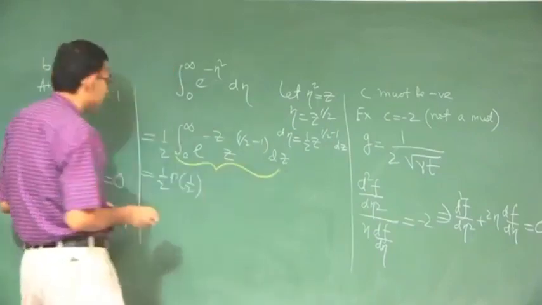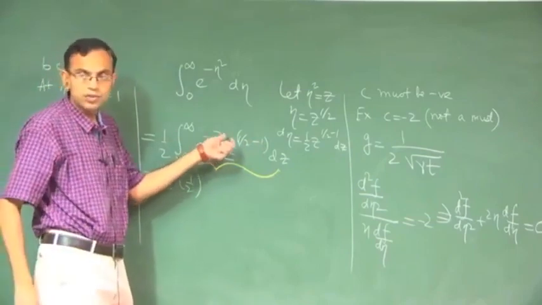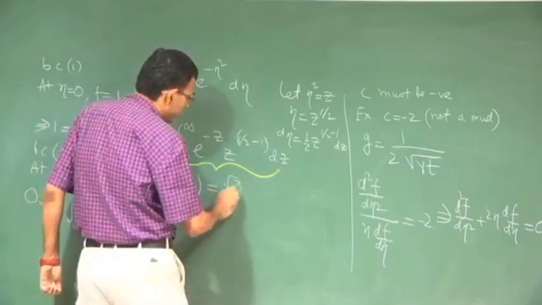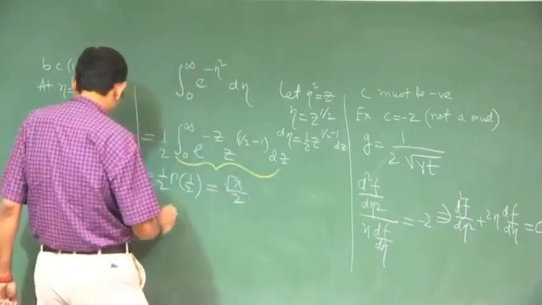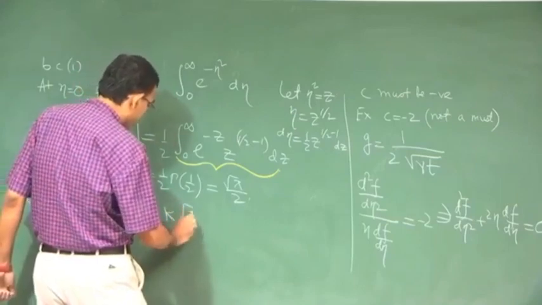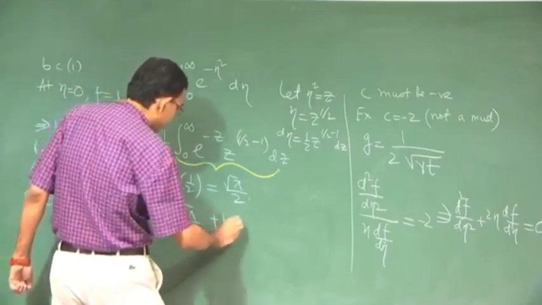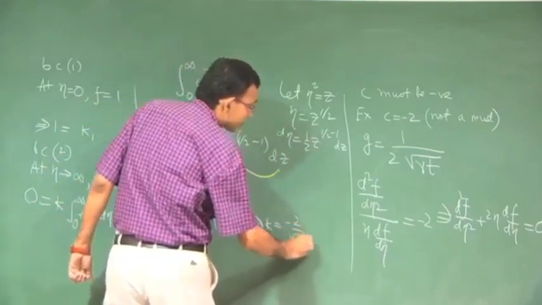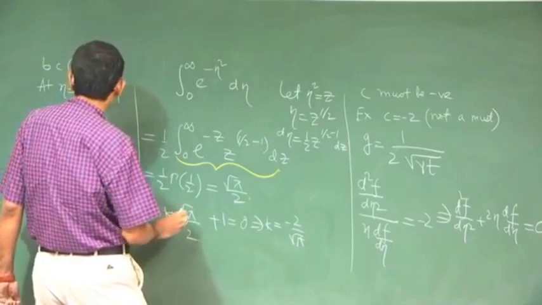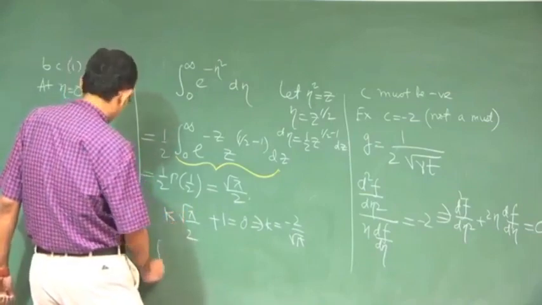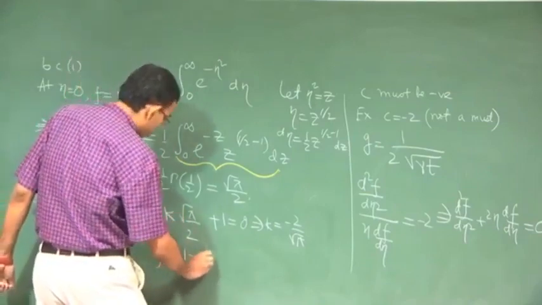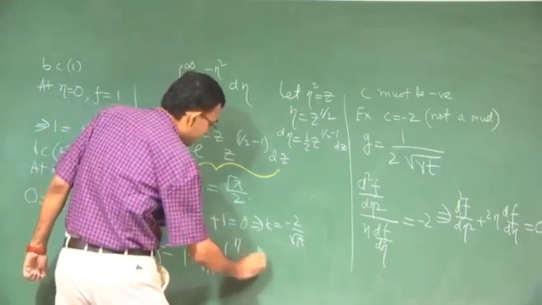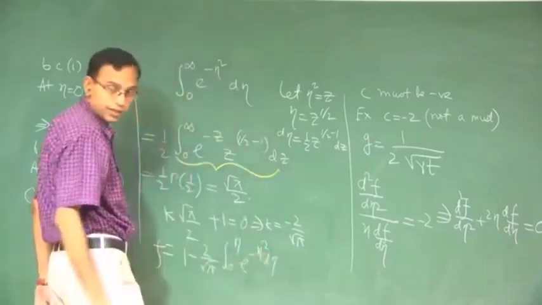where gamma is the gamma function, integral of e to the power minus z into z to the power n minus 1 dz, and gamma half is root pi. So, this is root pi by 2. So, k into root pi by 2 plus 1 is equal to 0, that means k is equal to minus 2 by root pi. So, f will be equal to 1 minus 2 by root pi integral 0 to eta e to the power minus eta square d eta, right.